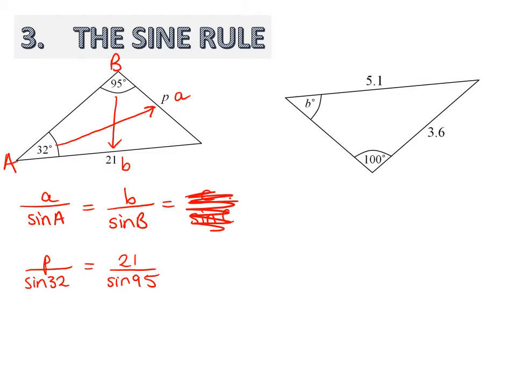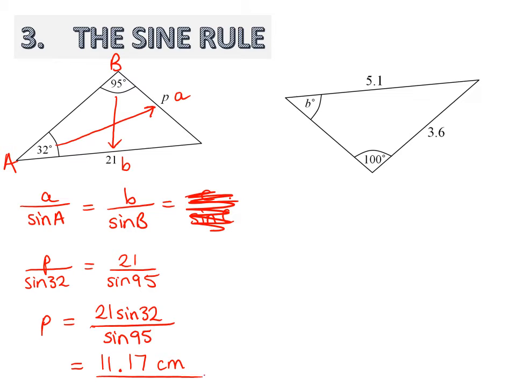And remember, I'm finding the side length, so I want to get P on its own. So I'm going to multiply by the denominator. So I get 21 sine 32, all divided by sine 95. And I can just use the fraction button and type that in all in one go to get 11.17. And remember, I'm working out a side length, so normally you would have units with this as well, so I'm just going to assume that those are centimetres for this one.